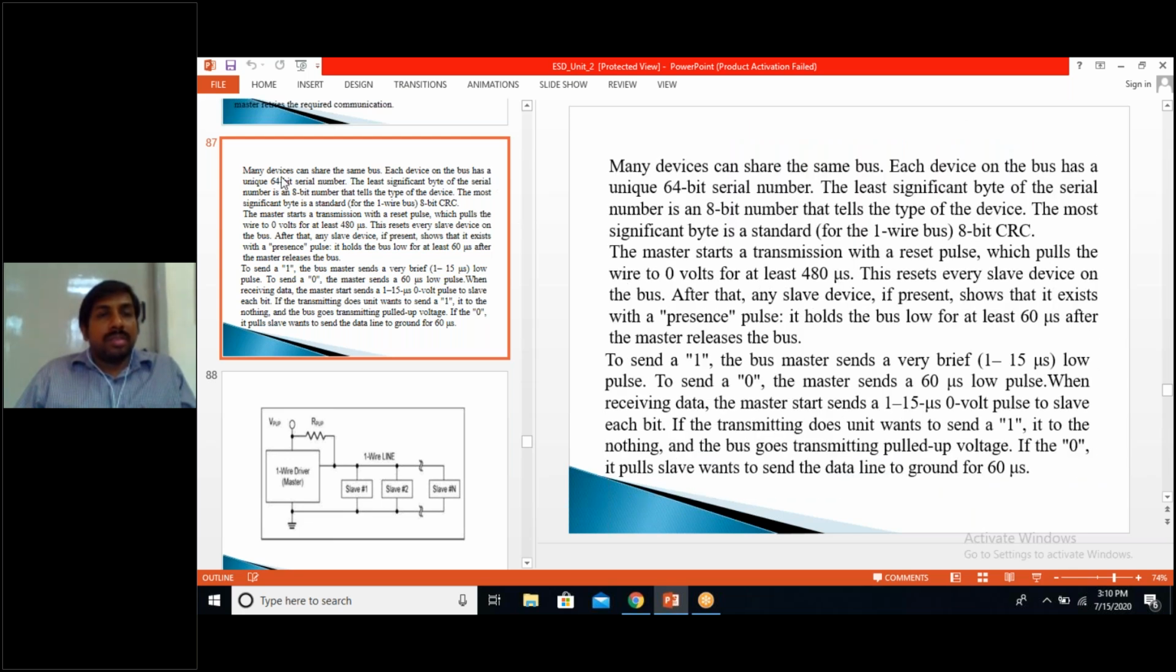Each device on the bus has a 64-bit serial number. So slaves have the 64-bit serial number. The least significant byte of this serial number is an 8-bit number that tells the type of device.